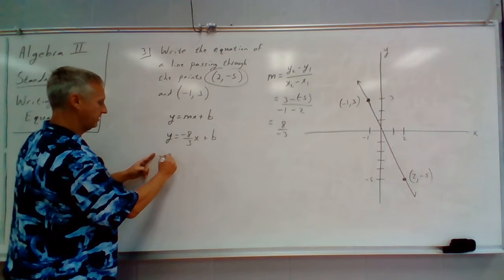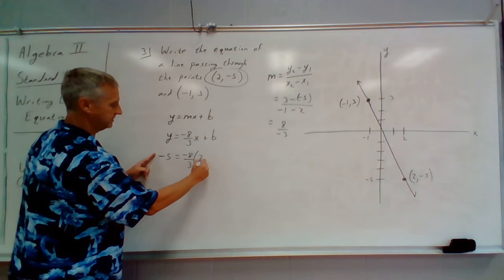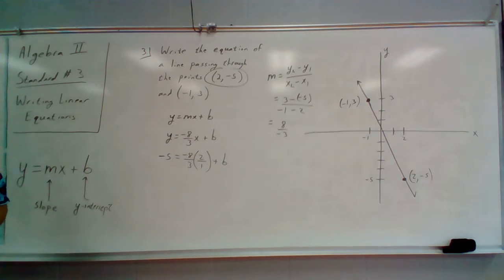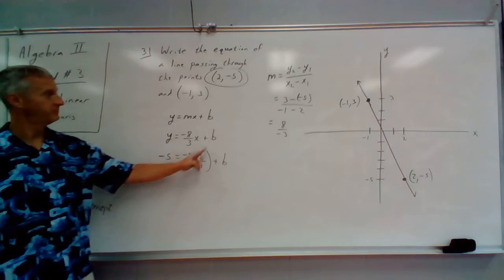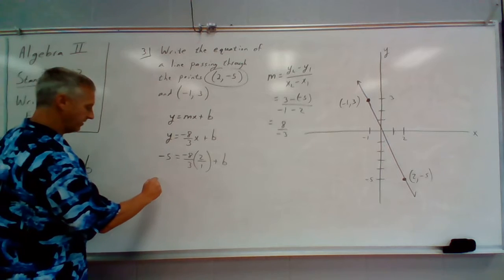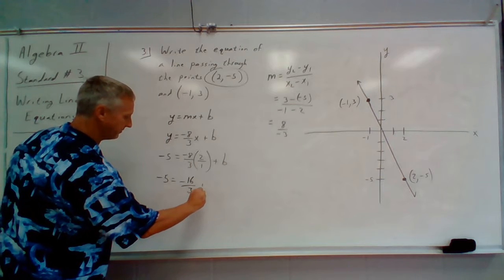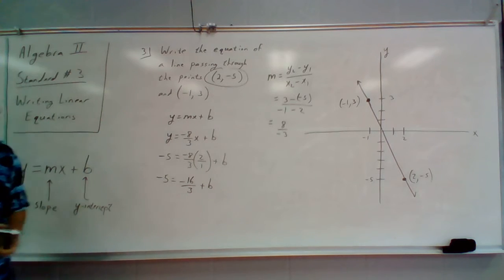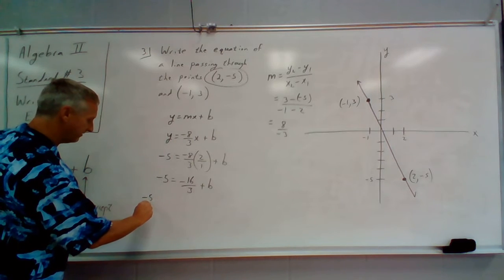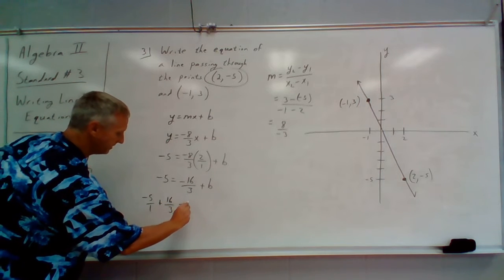So if I use this point, I can plug 2 in for x, -5 for my y. So -5 is equal to -8/3 times 2, I'll go ahead and put a 1 under it. So I plug in a 2 for my x, -5 for my y. Simplify, I get -16/3. I should add 16/3 to both sides. So I have -5/1 plus 16/3 plus b.